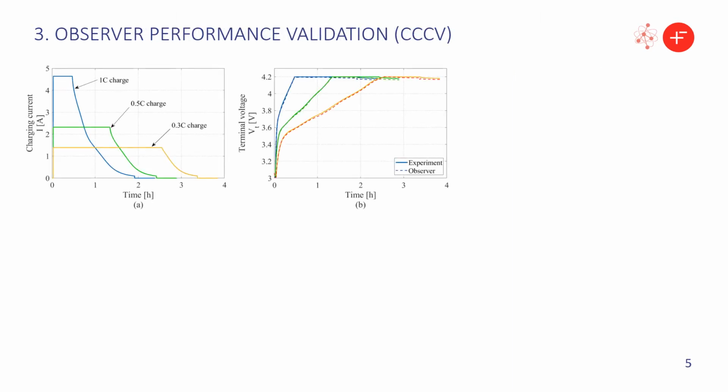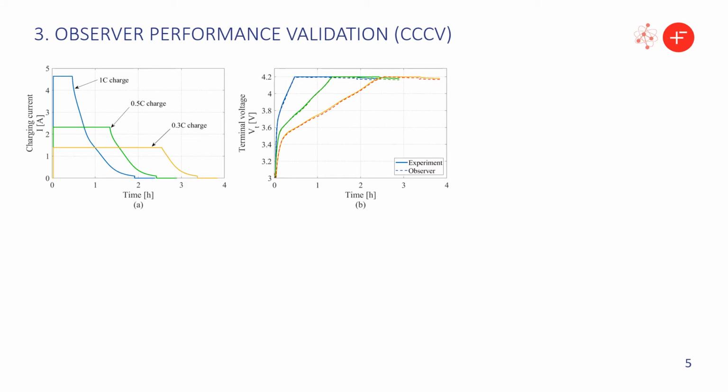The observer performance is validated in the traditional constant current, constant voltage charging strategy, called CCCV. In this strategy, the cell is first charged with a constant current until the terminal voltage reaches the limit, for example 4.2 volts in this case. Then, to avoid overvoltage of the cell, the charging current is reduced to maintain its terminal voltage at a constant 4.2 volts, until the charging current is less than a threshold to stop the charging process. So the higher the charging current, the shorter the charging time that can be reached.